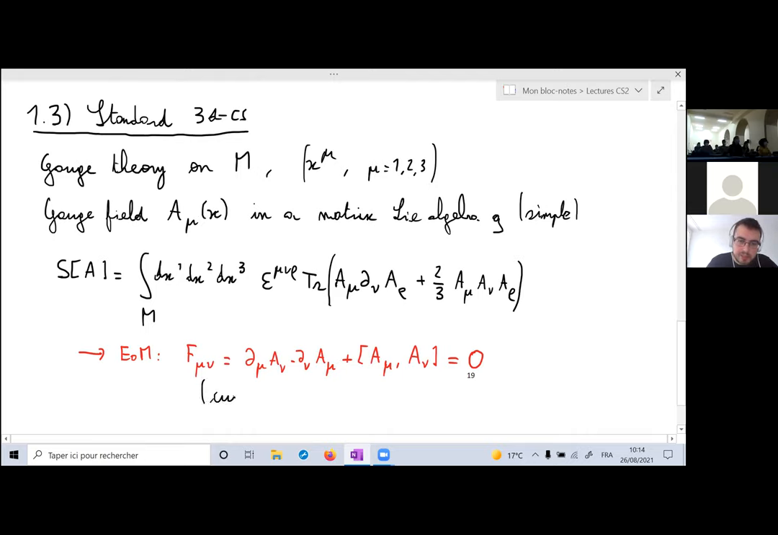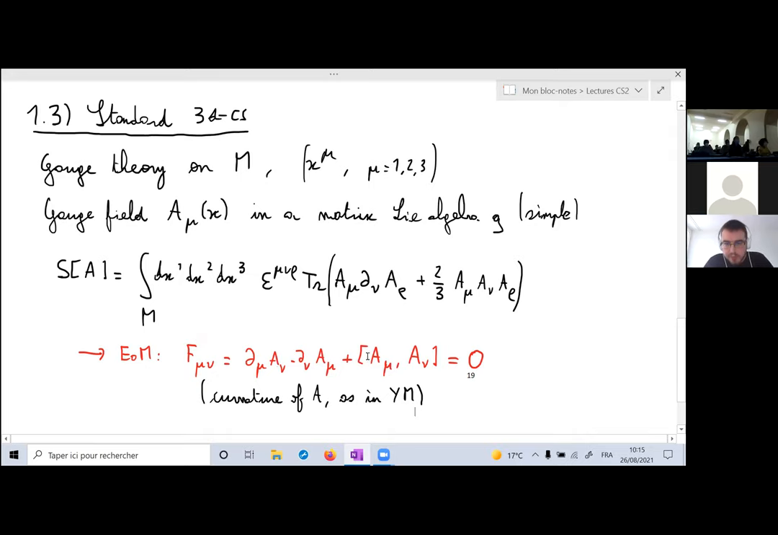is equal to zero. And so here you recognize the curvature of the gauge field, as you would typically have in Yang-Mills theory, for instance, right? Or in any non-abelian gauge theory, that you would define by taking this particular configuration of the gauge field.